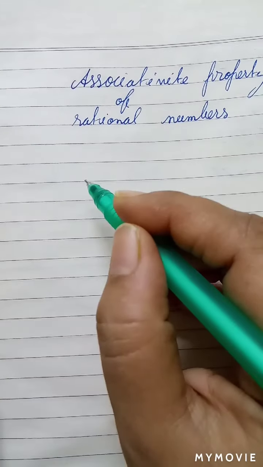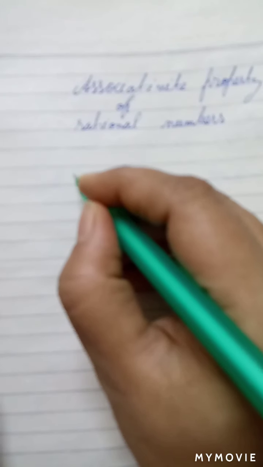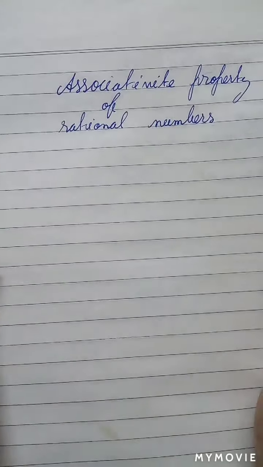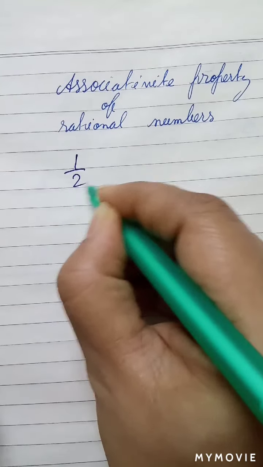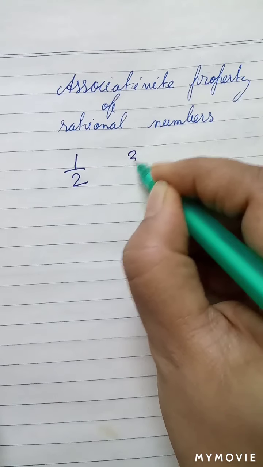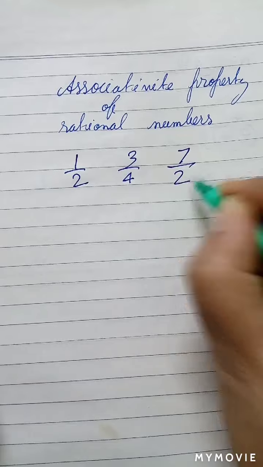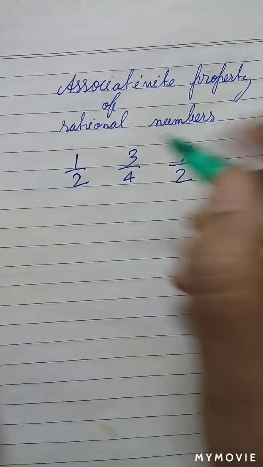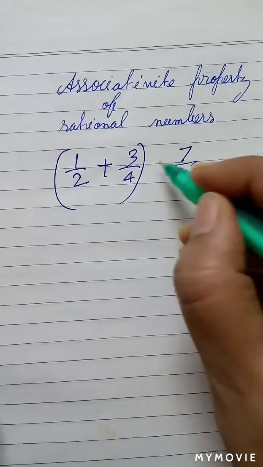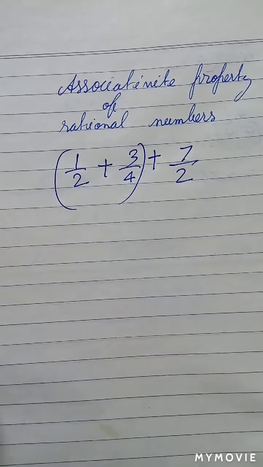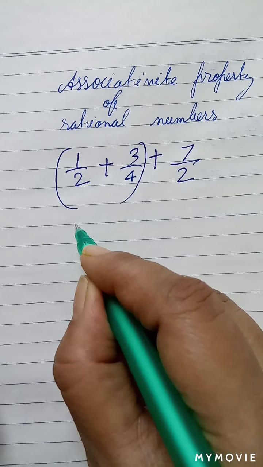Let's say there are three rational numbers. Say one of them is 1 by 2, one of them is 3 by 4, and we have 7 by 2. Let us first add 1 by 2 and 3 by 4, and then add 7 by 2 to it. Let's see. Let's add them together.